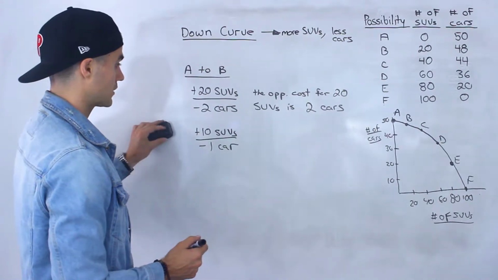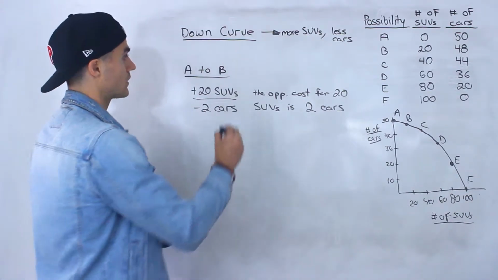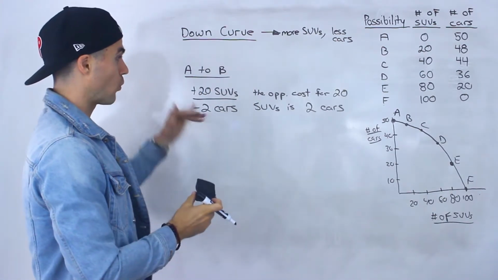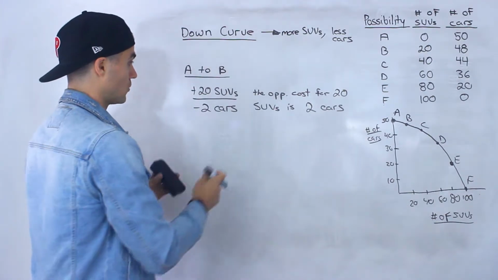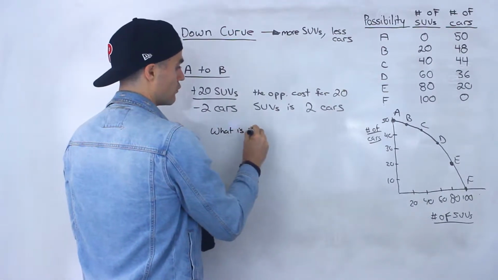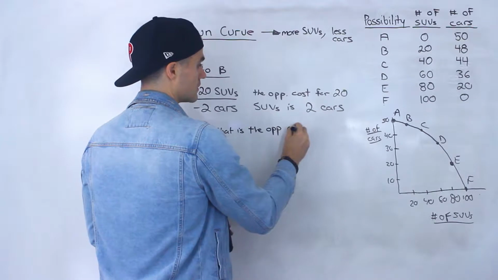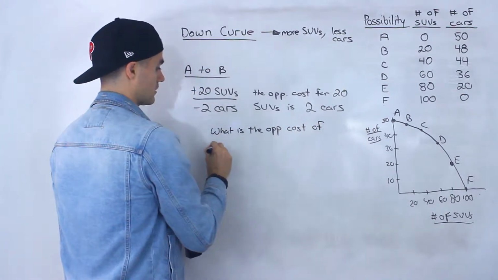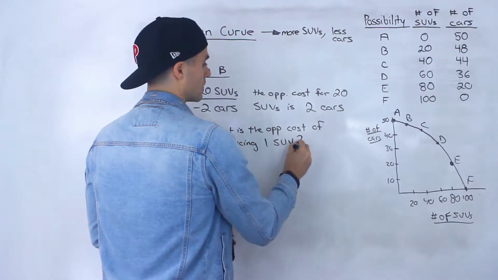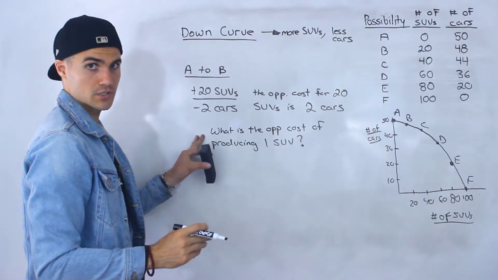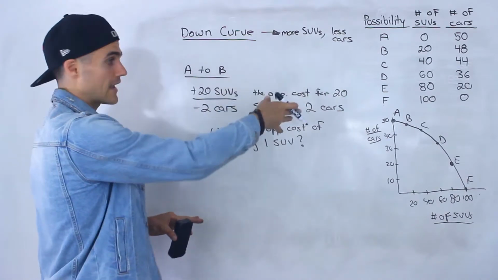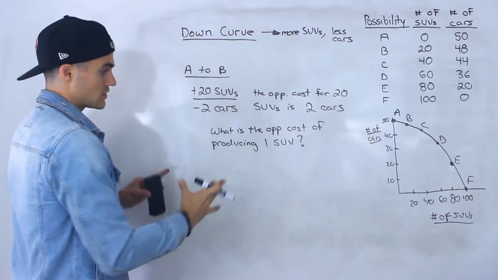Now, lots of times what they're going to want is the opportunity cost in terms of 1 unit that you're producing. So from point A to B, what is the opportunity cost of producing 1 SUV? This is an example of a question that you can easily get on your midterm or exam, given data like this. And I've mentioned this in the budget line as well.